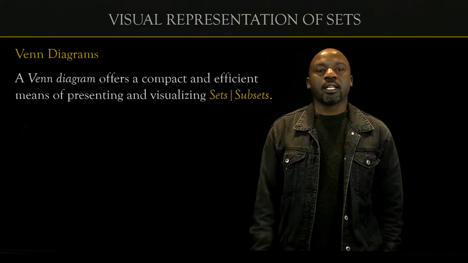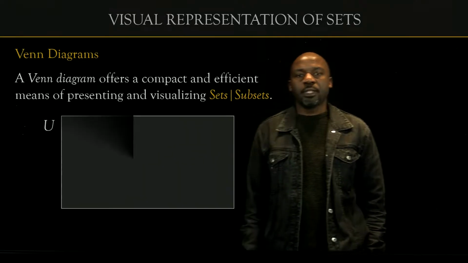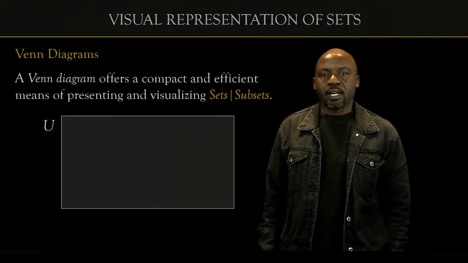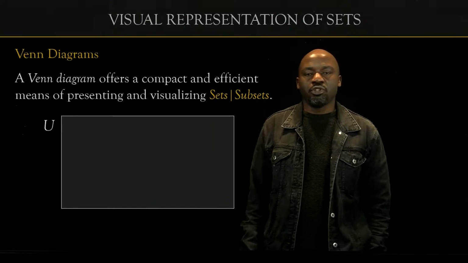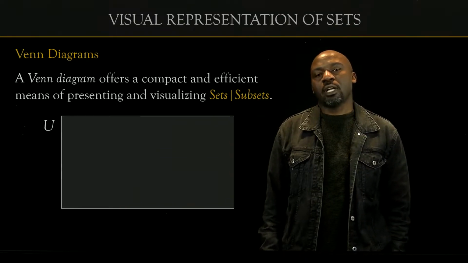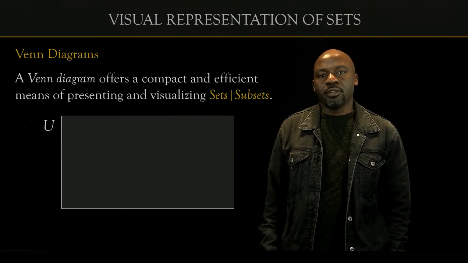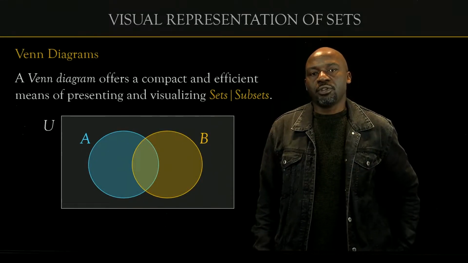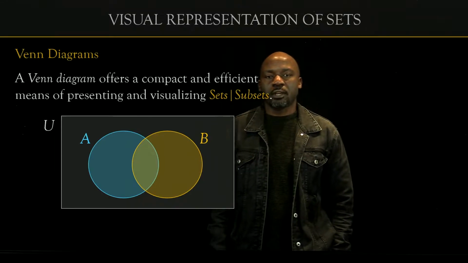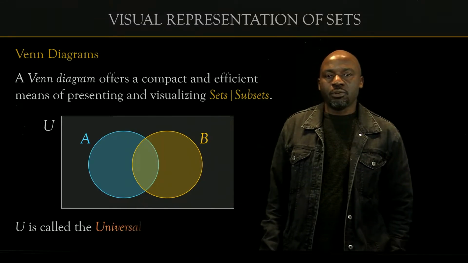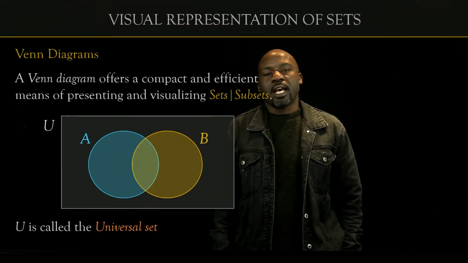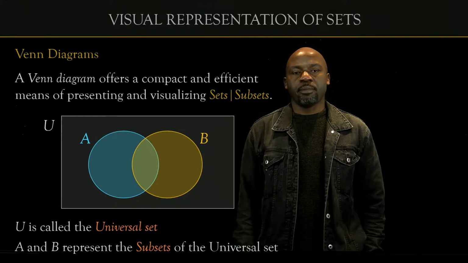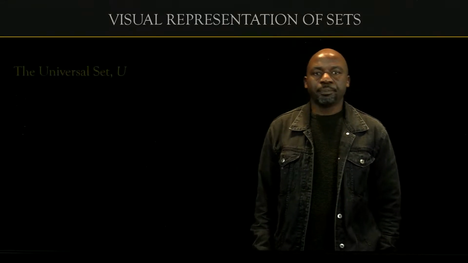and their subsets. For example, when we represent sets and their subsets using Venn diagrams, we usually use a rectangle represented by U, followed by the sets or the subsets of U inside it, shown using circles like that. In this case, U is called the universal set, and A and B are the subsets of the universal set. So what do we mean by this? Let's just look at some examples.